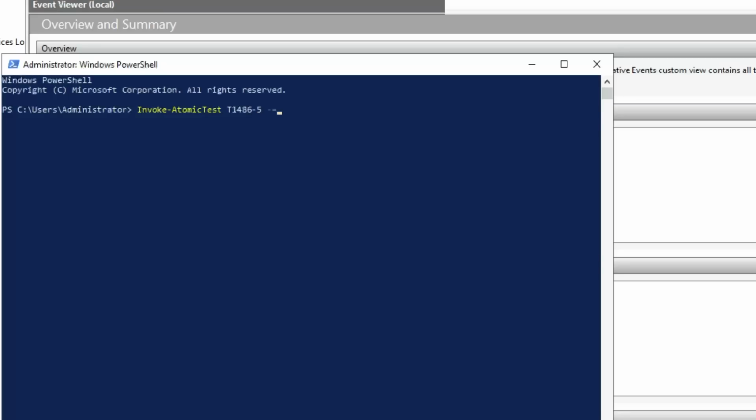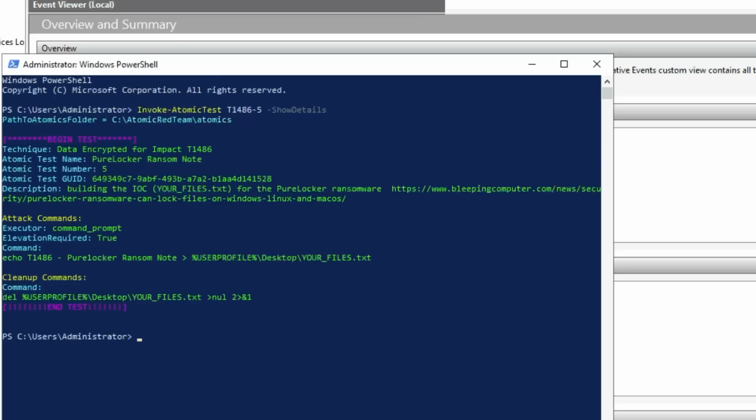And then instead of doing a show details brief, I'm just going to do show details because I want to see the full details of this test. When you do that, it gives you everything, including the basic data like the name, the description, etc. It's going to build the indicator of compromise files.txt for the PureLocker ransomware. And then there's a reference link to it. And this is the command that's going to run. It's echo T1486 PureLocker ransom note, and then it's going to put that inside of the URL file on the desktop.